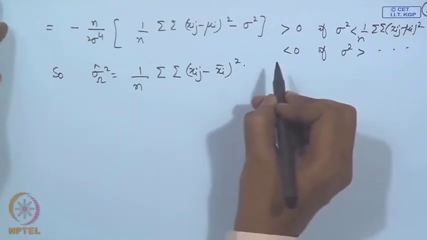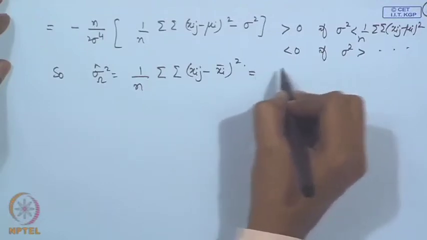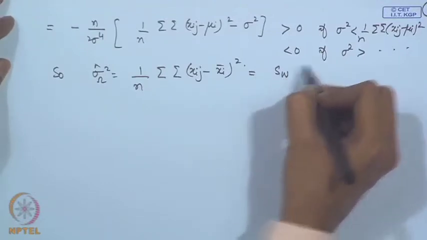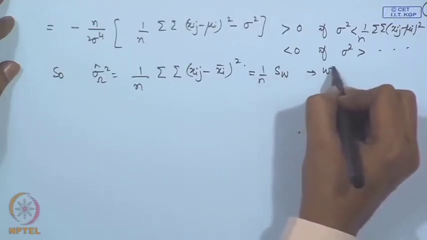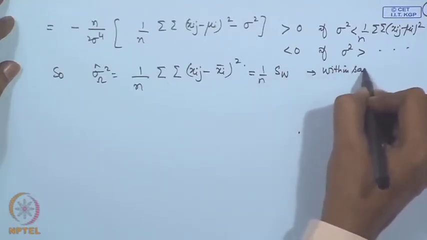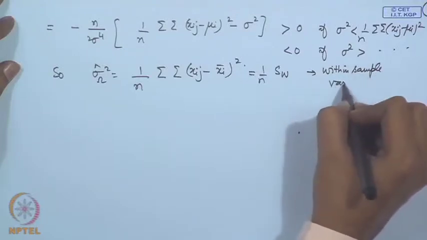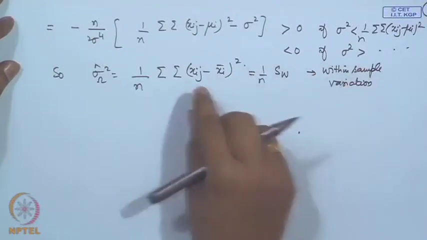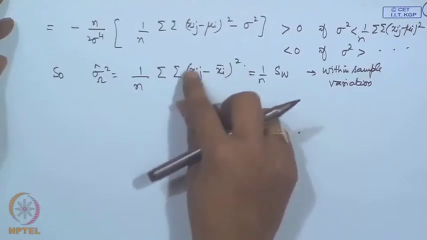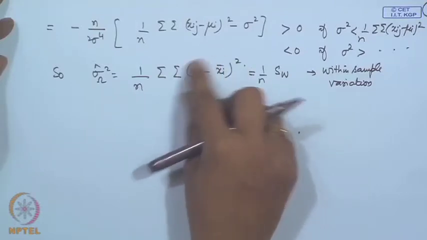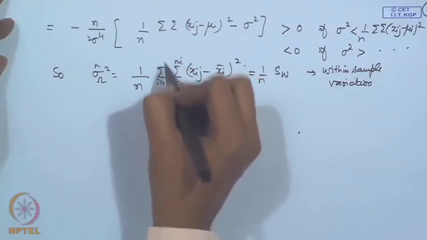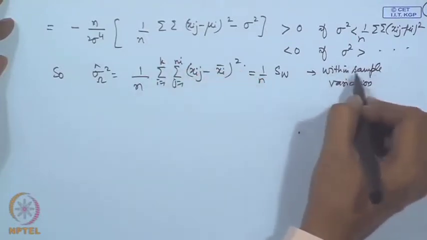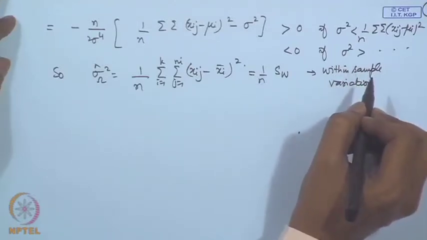I give a notation to this. This is equal to S_w, that is n times the within-sample variation, because the sum of (x_ij minus x_i bar) whole square denotes the variation within the ith sample, and then I am taking the sum over all such. So, this is the total variation within each sample I have considered here.